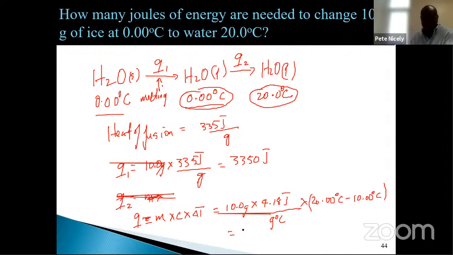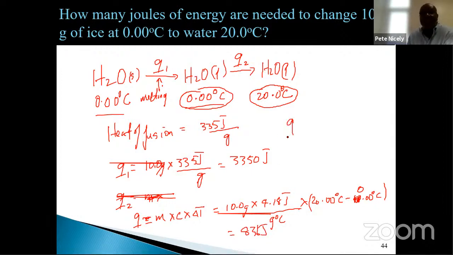So let me get my calculator. Oh, this should be 0, by the way. I'm sorry, this should be 0, not 10. This should be 0.00. Okay, so 20 minus 0 gives you 20. So 20 times 4.18 times 10. And according to my calculations, this works out to be 836 joules.